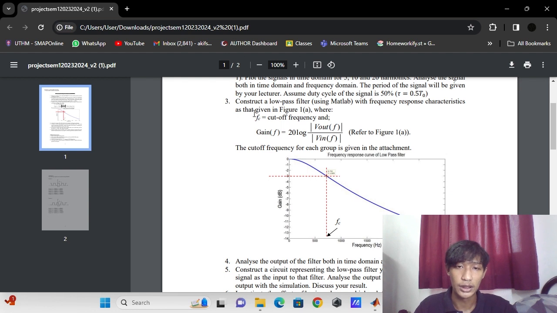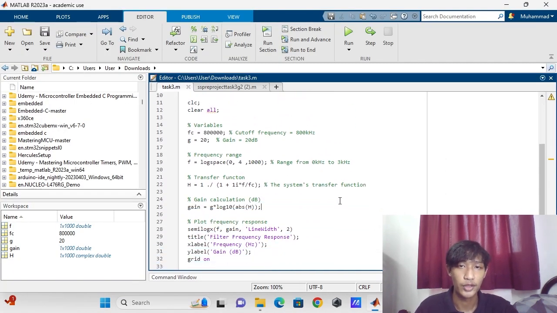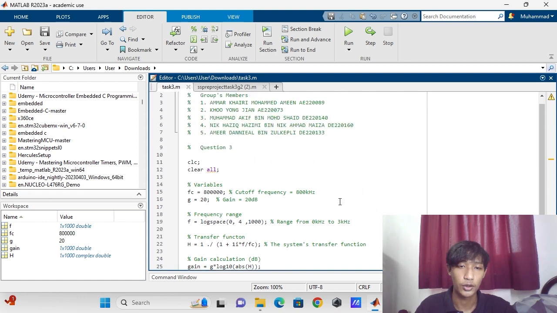Next, I'm going to continue the discussion by explaining the third question. As you can see from the instruction, you are assigned to construct a low-pass filter using MATLAB with frequency response characteristics as given in the figure. Based on the instruction, we came up with this code. I will briefly explain each line of the code.